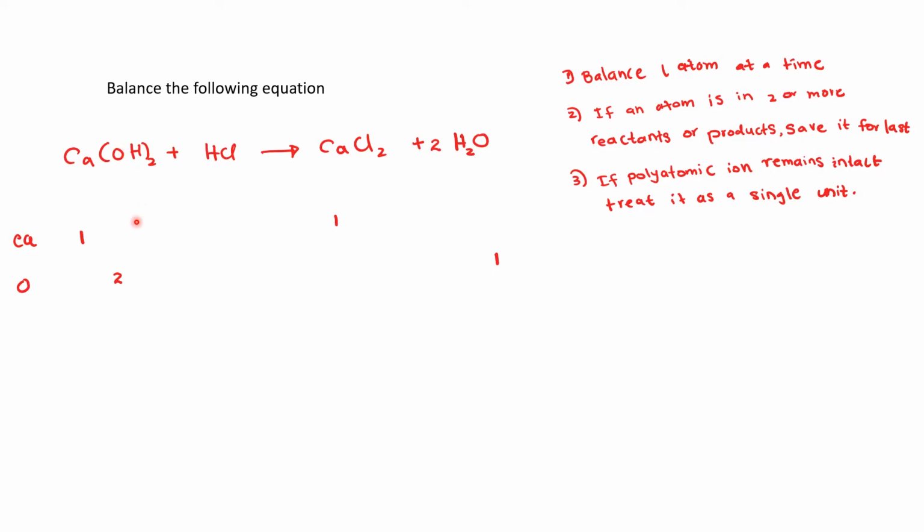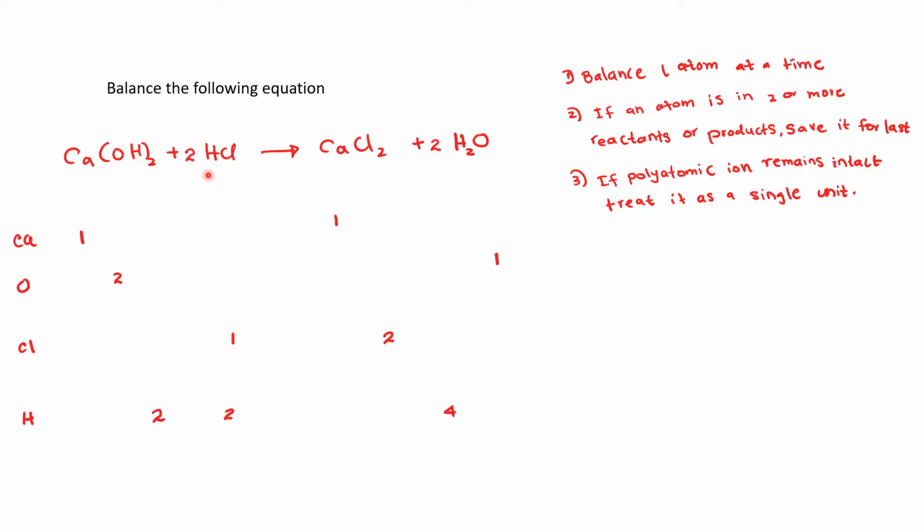You have two oxygens in the reactant side and one oxygen in water. So we are going to add 2 here. That makes you have 2 oxygens in the product side as well. Now let's go to chlorine. You have one chlorine here and 2 chlorines here. So we are going to add 2 to this side.